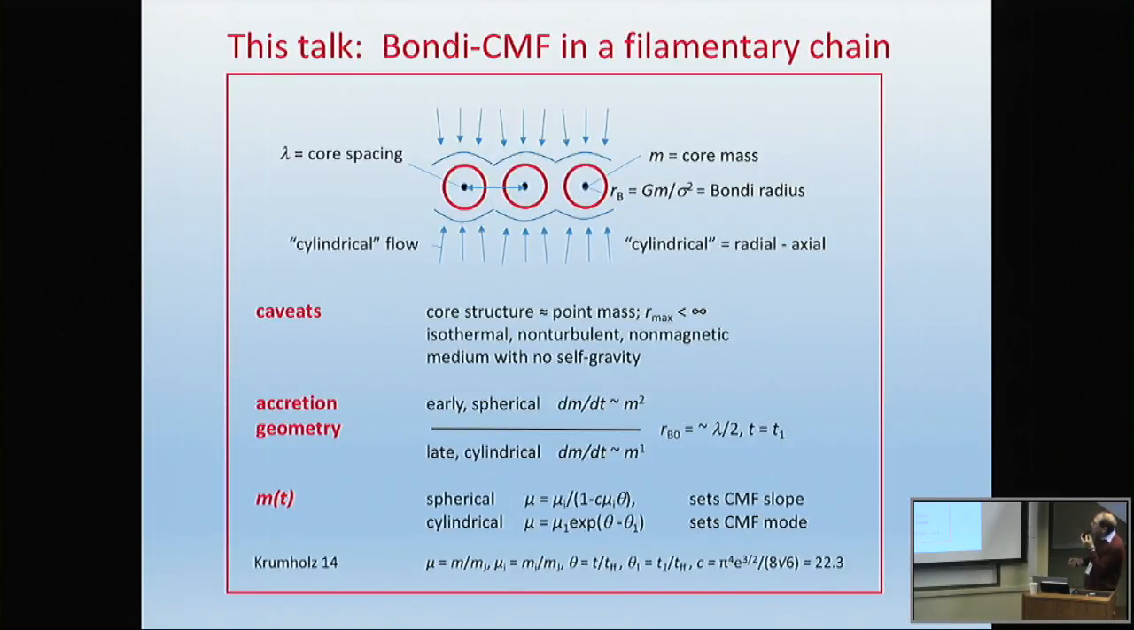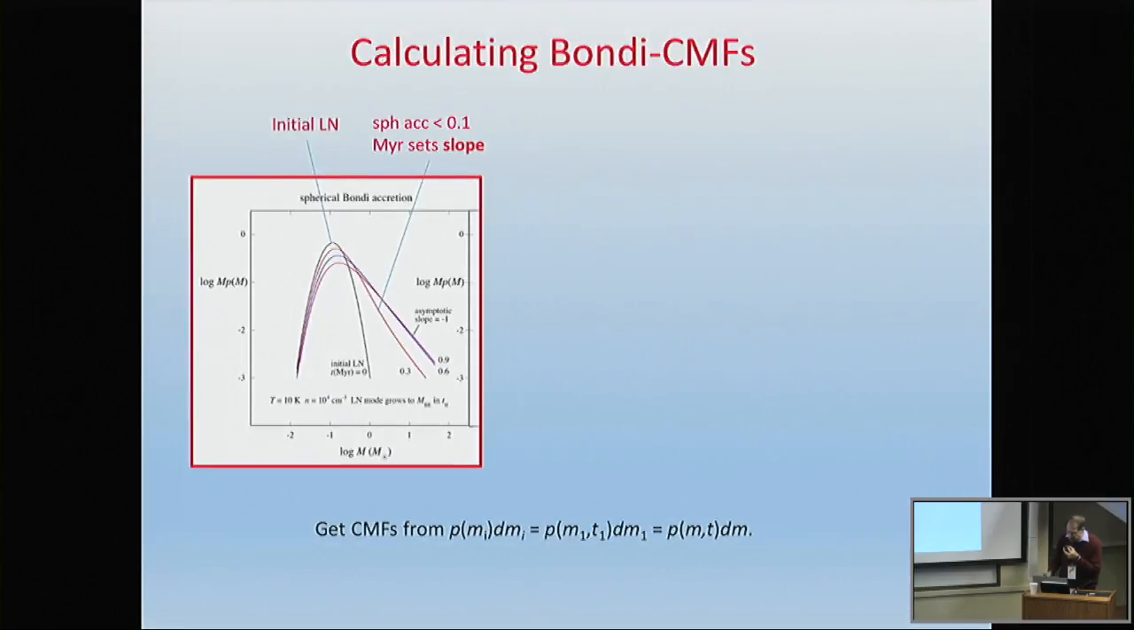So in that case, the accretion rate changes, because if you shut off the axial accretion, then what's left is primarily what you might call cylindrical. You're getting flow like these arrows indicate, but not much flow in the sideways direction. So then the mass accretion rate is more like mass to the first power, and that gives you a difference in the subsequent accretion history of the core. And roughly speaking, the spherical accretion gives you a shape to the CMF which sets its slope, and the cylindrical accretion gives you a shape to the CMF which sets the mode. And I'll show you how that works.